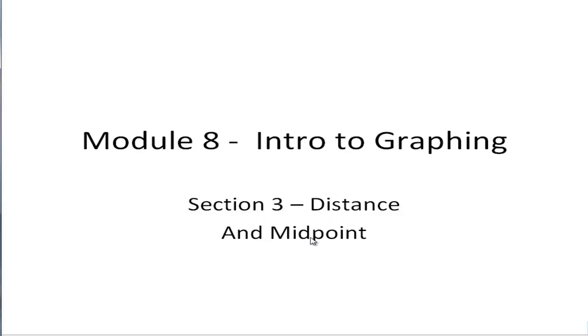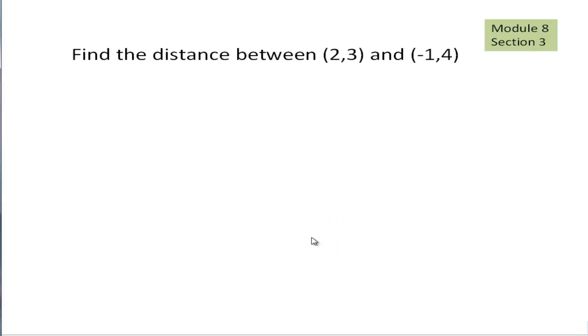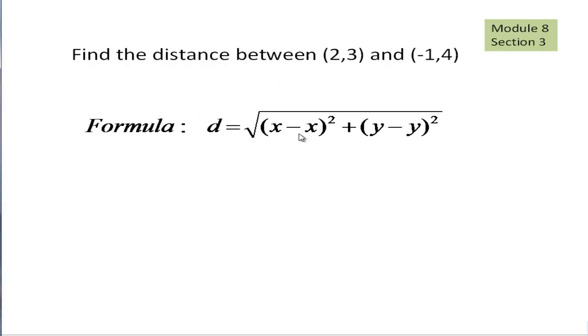Okay, section 3 is the distance and midpoint formula. We will need to know, if they give you 2 points, how to find the distance. To find the distance you subtract the x values, square that, add, subtract the y values, and square those. So we subtract our x values, write that down. After you square it, subtract the y values, square that, then take the square root.